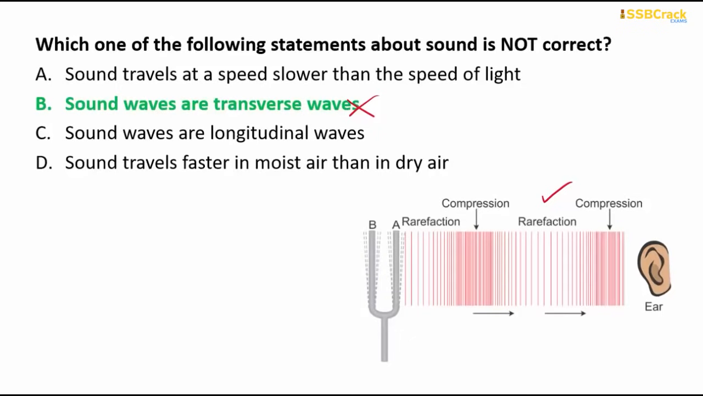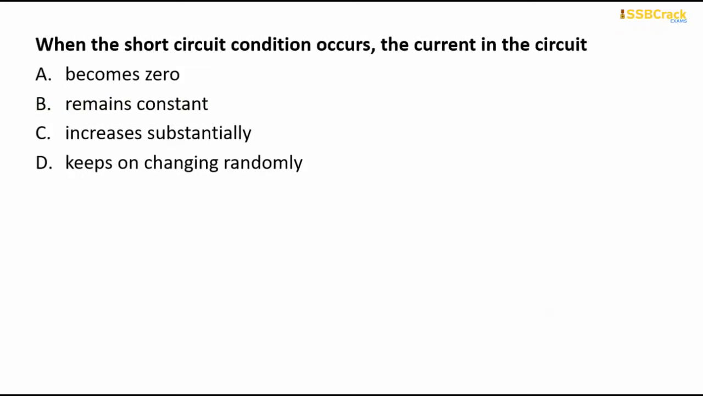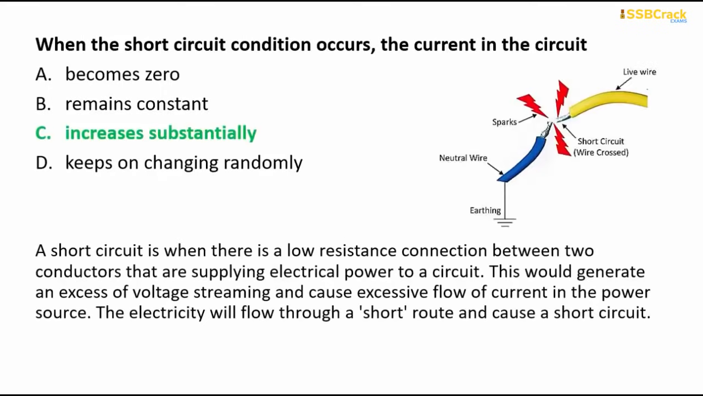Okay, so going through with the next important question: when the short circuit condition occurs, the current in the circuit will become what? Will it become zero, or will it remain constant, or will it increase substantially, or will it keep on changing randomly? The correct answer for this is, it will increase substantially. To be more precise, when short circuit condition occurs, the current in the circuit will heavily increase.